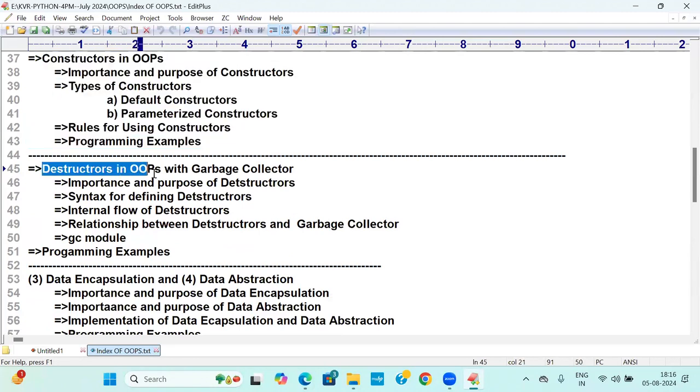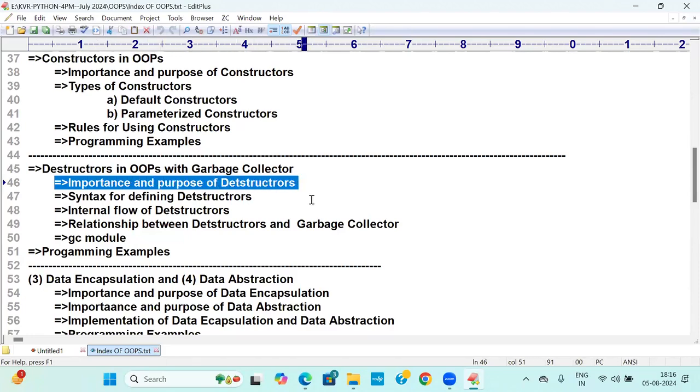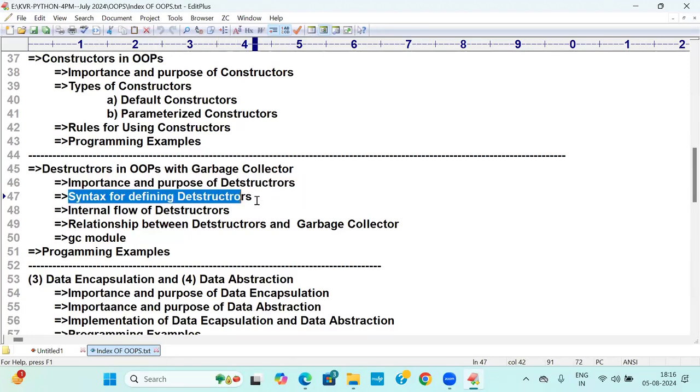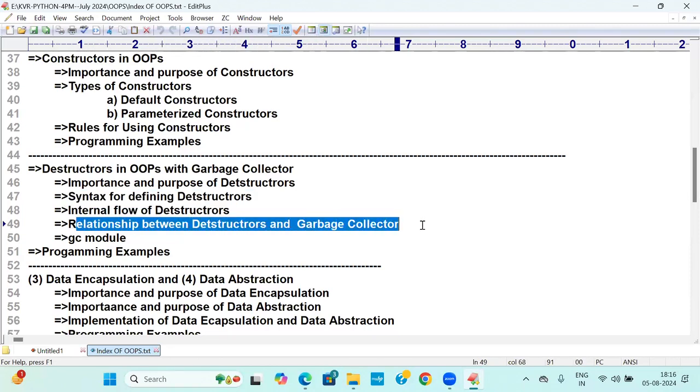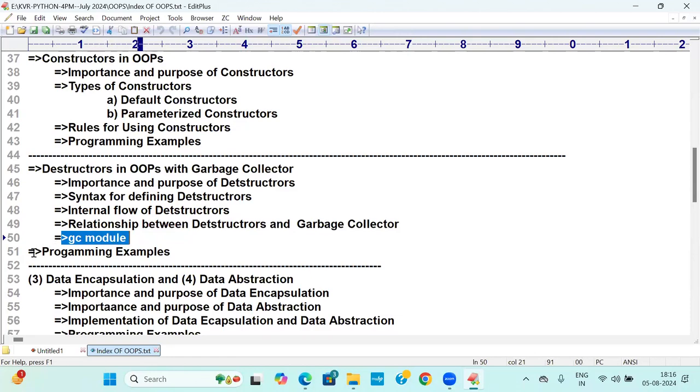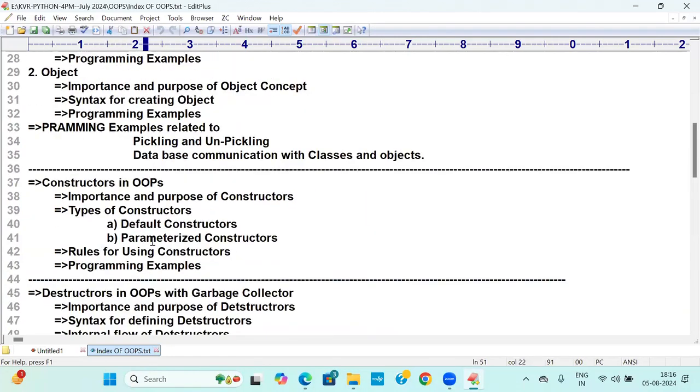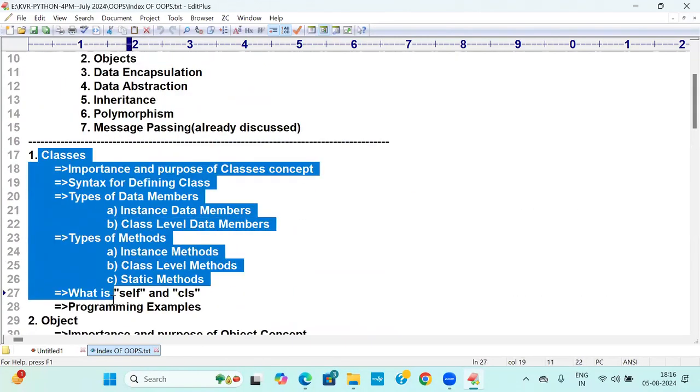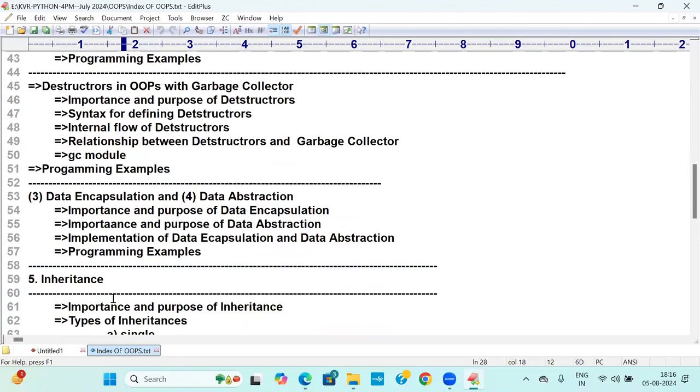Next, destructors in OOPS, related to the garbage collector. Already we know the garbage collector. How it works internally, I'm going to explain: importance and purpose of destructors, syntax for defining a destructor, internal flow of a destructor, relationship between destructor and garbage collector, the GC module, followed by a programming example. From here to here is related to class only.